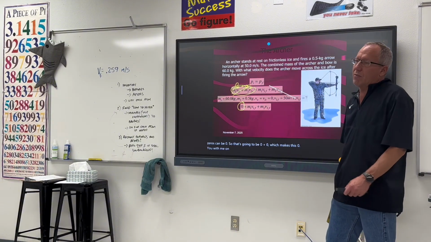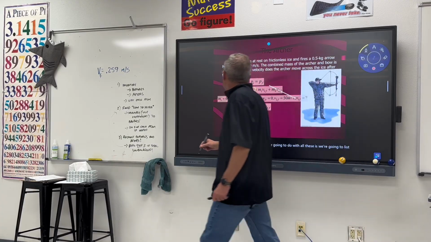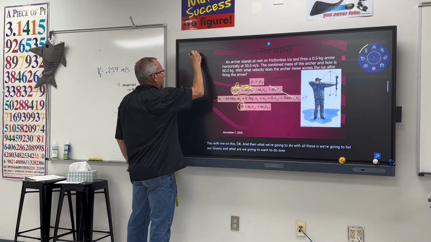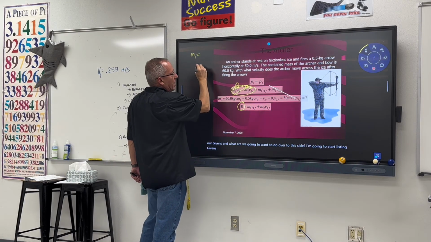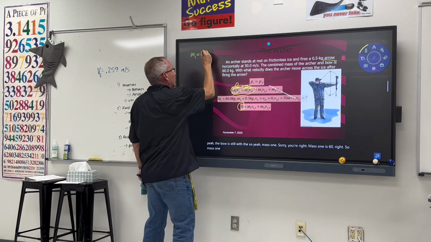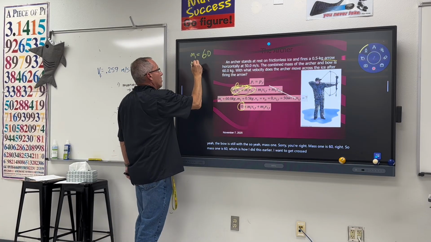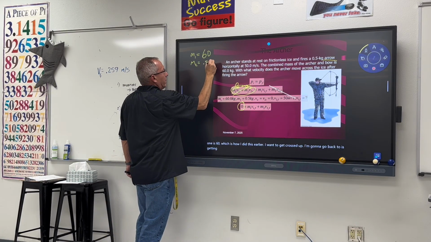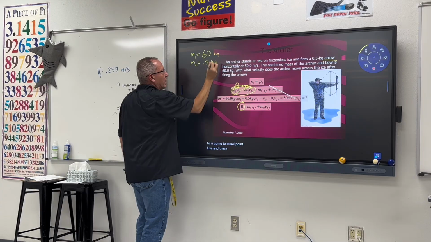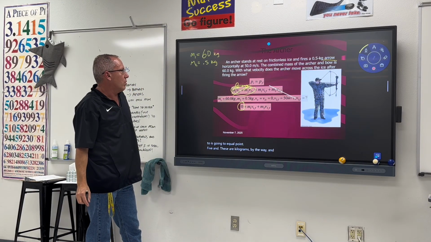Okay? And then what we're going to do with all these is we're going to list our givens. Over to the side, I'm going to start listing givens. M1, my mass 1, I'm going to assign to 1 is 60, which is how I did this earlier. Oh, I got it crossed up. I'm going to go mass 2 is going to equal 0.5. These are kilograms, by the way.